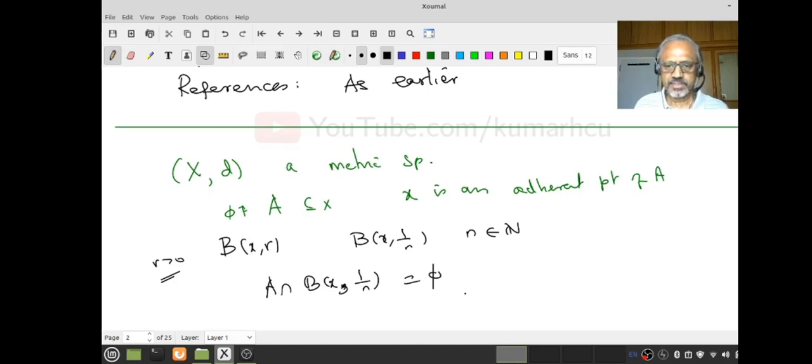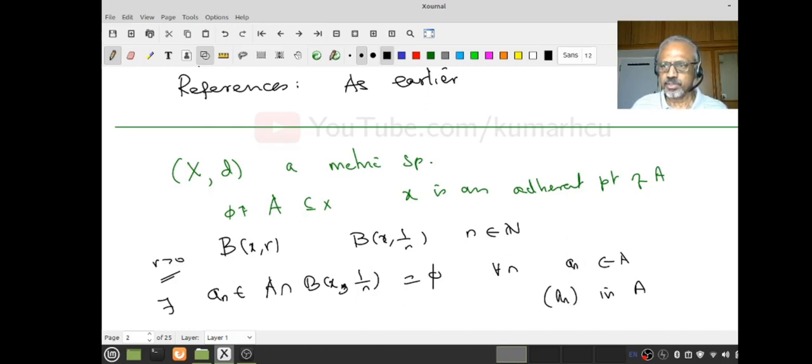So that means there is a point common to both. Since it's a point of A, and it is also in B(x, 1/n), and the ball B(x, 1/n) depends upon the natural number n, we will call it a_n. There exists a_n here. Therefore, what do I have? For each n, I have a_n in A. That means I have a sequence a_n in A.